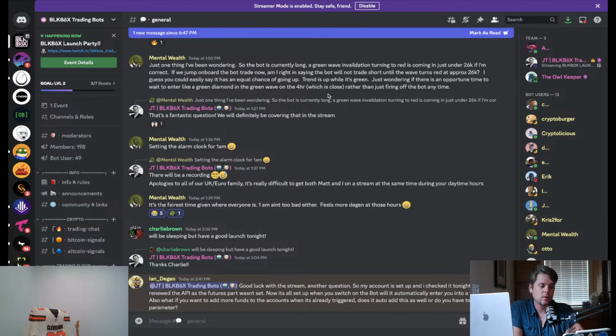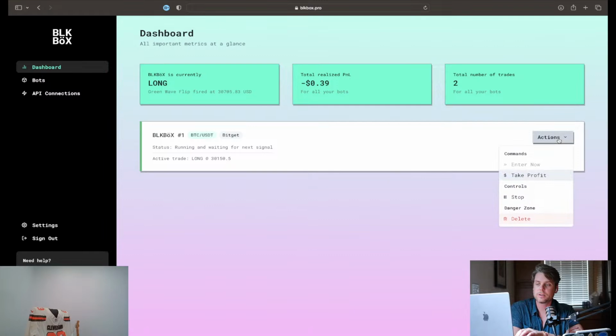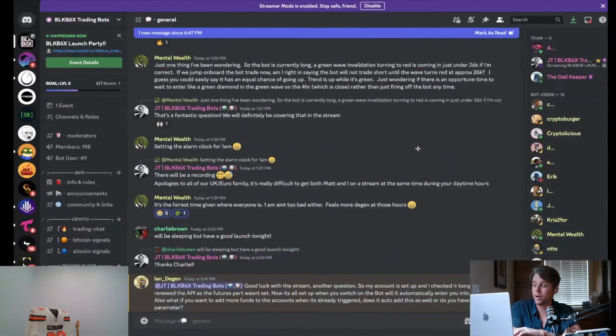Just wondering if there's an opportune time to wait and enter, like the green diamond. It's up to you. So how do you enter the bot? Like we showed over here, you go to actions and you have the option to enter now. That gets you into the sequence of trades, because the bot never stops. It's either long or short. If you just want to hop in, there is a risk that the beginning might be rocky because you haven't built up a buffer of profit yet. But over time, if you get a few compounded trades, you just let the bot do its work.